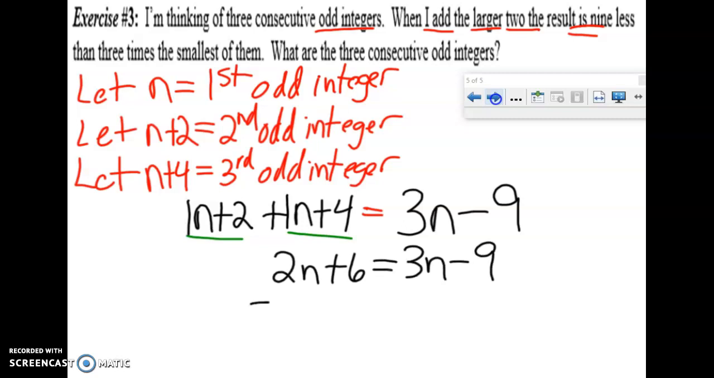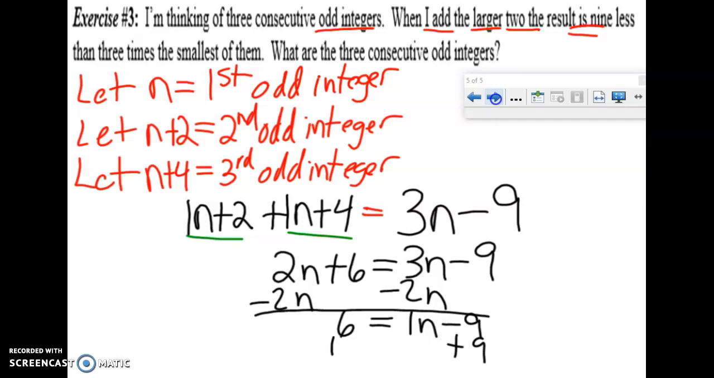At this point, it should be pretty routine just to go through, use your equation steps, the property of equality coming in big here to subtract 2n on both sides. Now I need to add 9 on both sides, and voila, 15 is equal to n. Is that an odd number? Yes, a great way for you to check yourself.